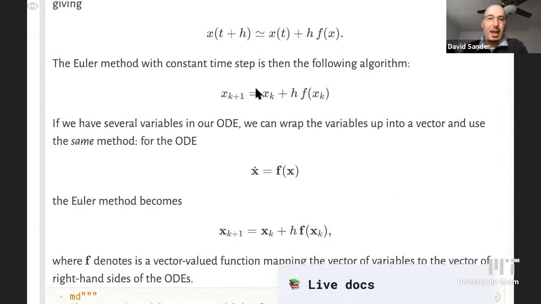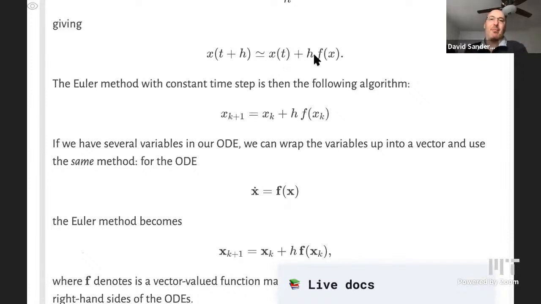X at t plus h is approximately x at t plus h times f of x. So if we call those time steps, again, we go right back to where we started. We call x at k plus 1 the value at the k plus 1th time step of size h. Now, instead of size 1, x_{k+1} is x_k plus h times f evaluated at x_k. And this is what's called the Euler method.